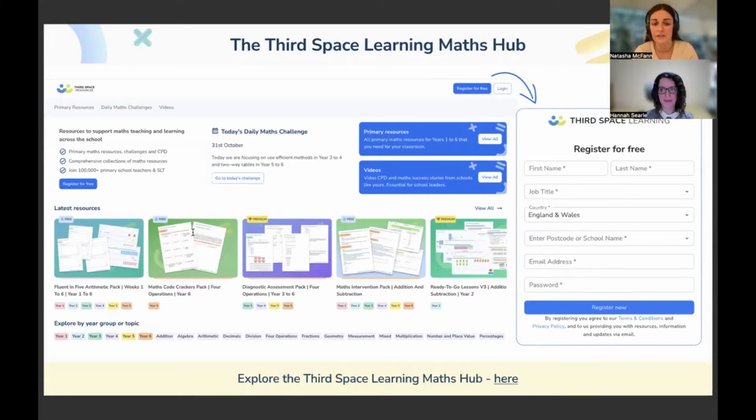The other route is through the tuition. If you sign up a group of pupils for 2 hour one-to-one interventions, then you will get access to the premium resource library included with that. So you'll have all those same benefits: no limit to teacher signups and no limit to downloads included with the tuition.